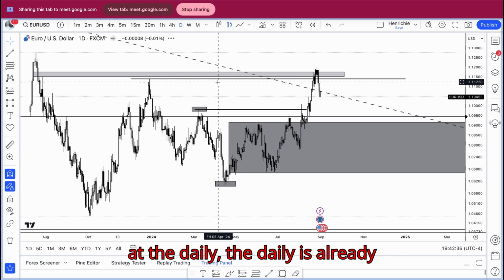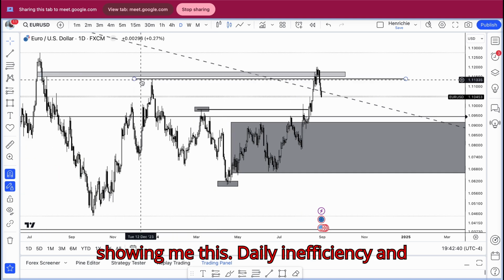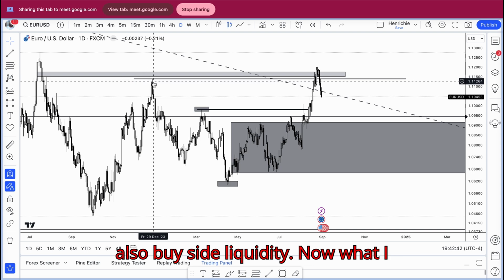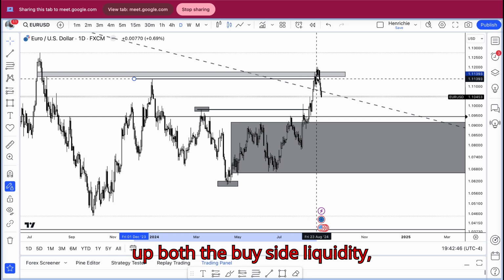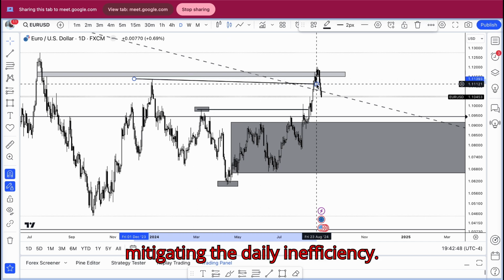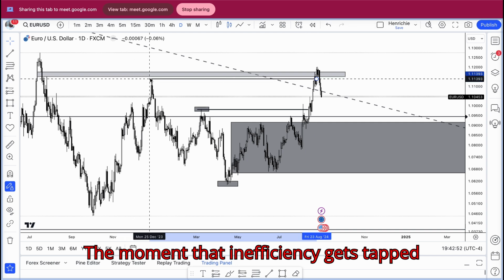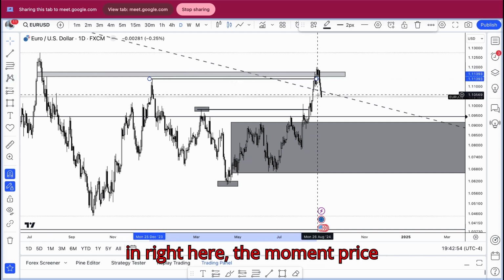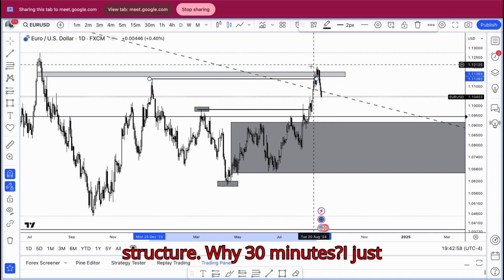Now, if we look at the daily, it's already showing me this daily inefficiency and also buy side liquidity. What I anticipate to see is for price to rally above the buy side liquidity, mitigating the daily inefficiency. The moment that inefficiency gets tapped in right here, the moment price mitigated it, what I'll be looking for right here is a 30 minutes break of structure.